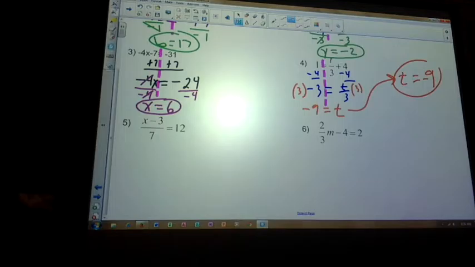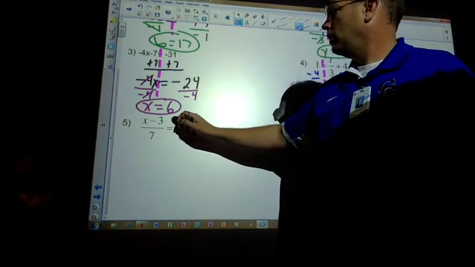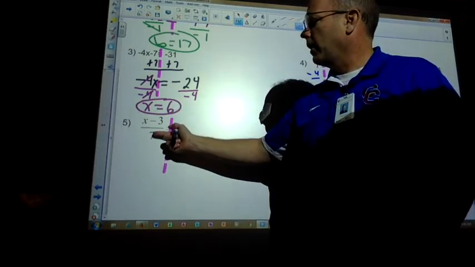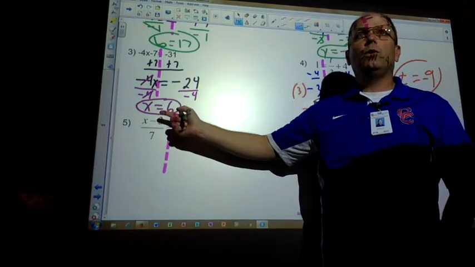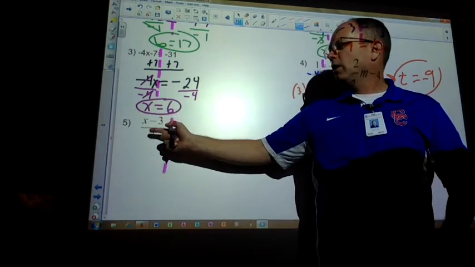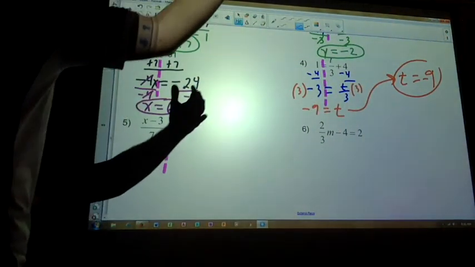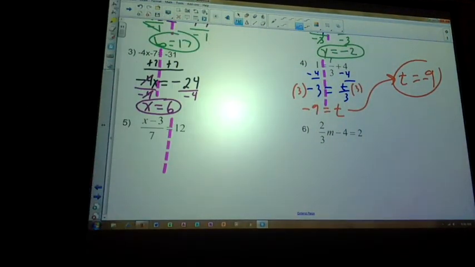What's going on in number 5? That looks a little different. You multiply by 7. Why do I multiply by 7 and not add 3? The x and the 3 are on top, and it's all on top and then on the bottom.